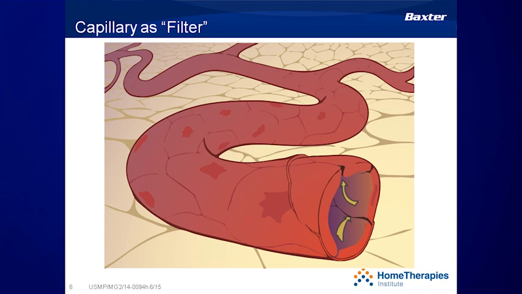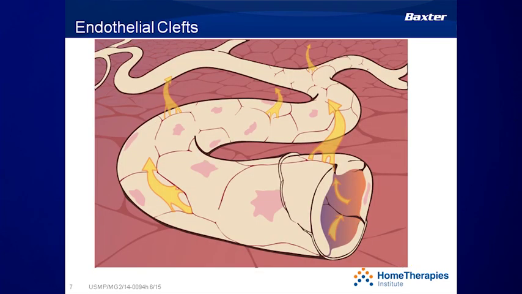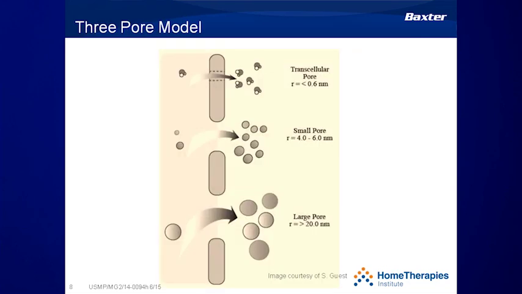These capillaries have endothelial cells that have clefts, which are gaps of varying size in which the blood-borne toxins egress into the dialysate, as illustrated on the next slide. Again, endothelial cells in the peritoneal capillary wall allow for the egress of blood-based toxins into the dialysate. The toxins in the dialysate were analyzed in terms of size and constitution, leading to the theoretical three-pore model.